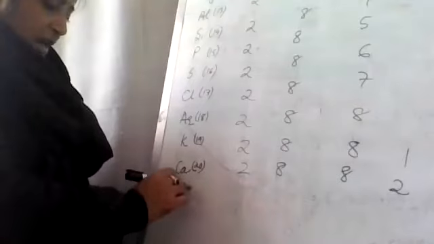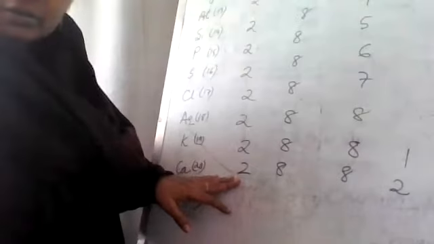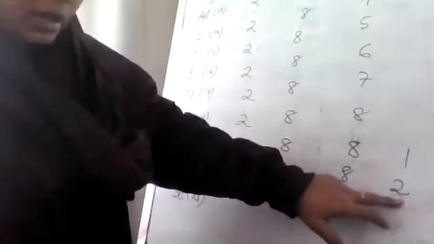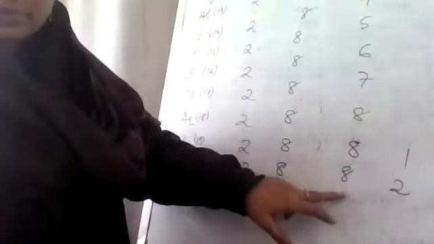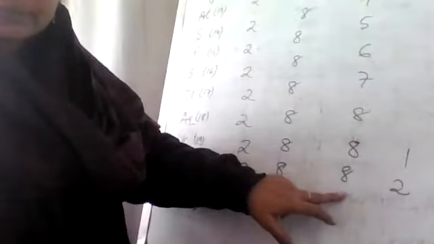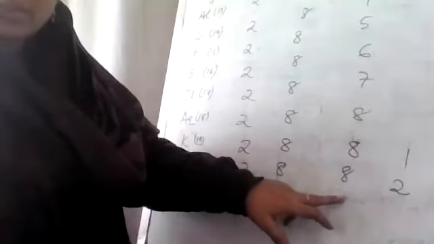Next में क्या होता है? स्कैंडियम होता है 21. Here's the twist. अब स्कैंडियम में क्या होगा? After calcium, where is the electron to be filled? Electron will not be filled here. Now, where the electron is going to be filled? It will be filled here in this shell. That is M shell, which is having the capacity of holding how many electrons? 18 electrons.